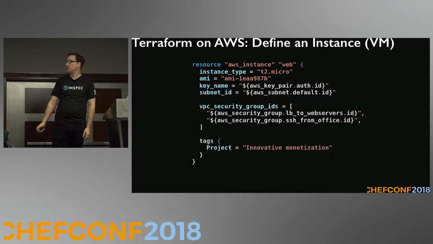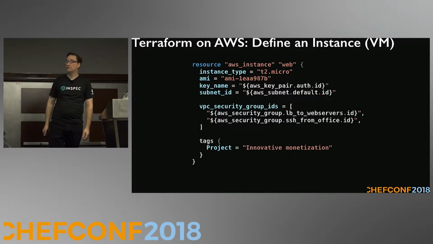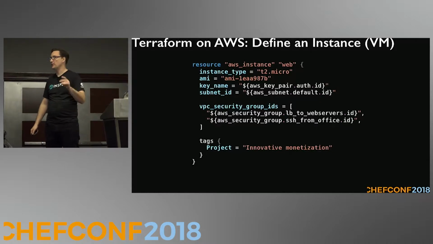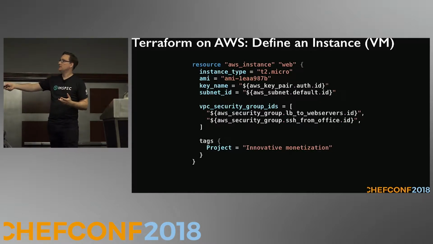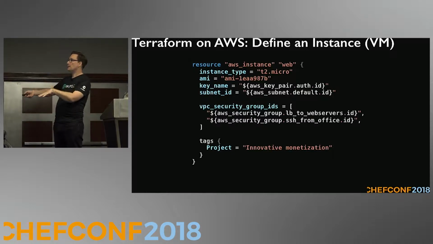It's fairly straightforward. You have a resource here, so everything in Terraform is a resource or a data source or a couple of other things. And we're saying that we want an AWS instance. We say how big we want it to be. T2 micro, that's the cheapy stuff. What disk image to use for it. A couple of other things that we're not going to worry about. But the two big important things are these security groups and the tags.